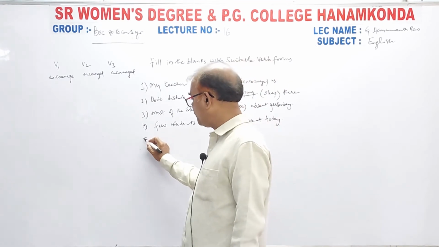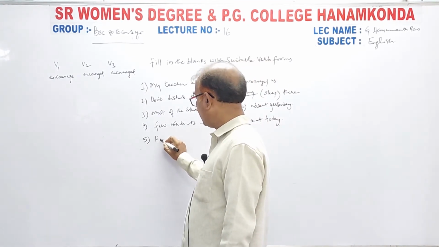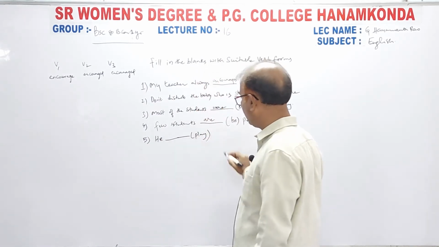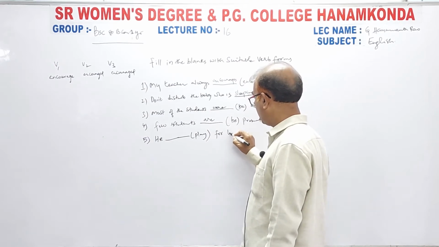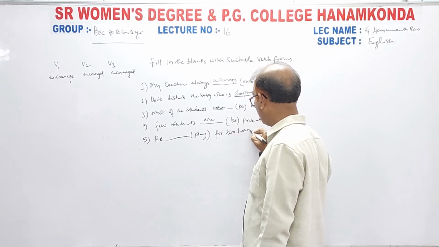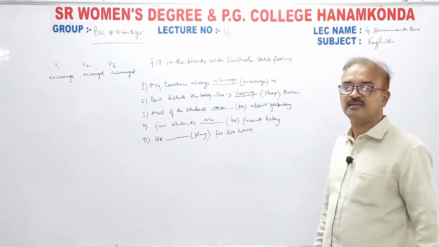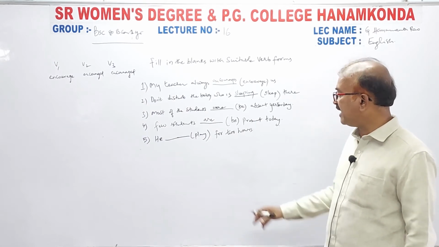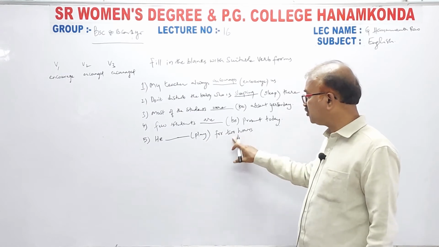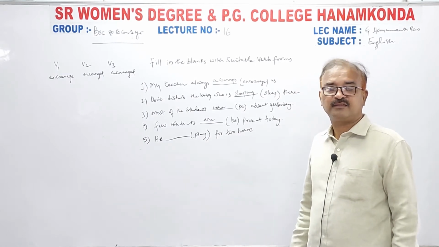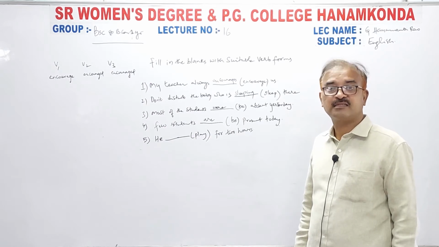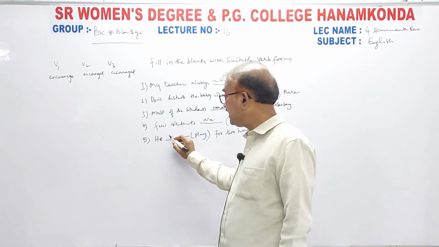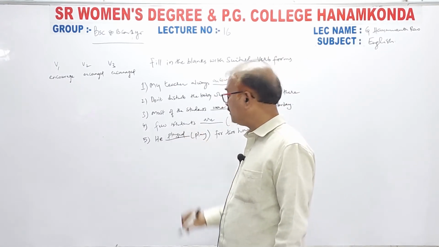Right, check this one now. He dash, in the brackets it's given, play, for 2 hours. Check this. He dash, in the brackets, play. After that, for 2 hours. Now, what do you get here, girls? For 2 hours. Presence of for, and in the bracket, this is play. What happens is, he, play changes to played for 2 hours.